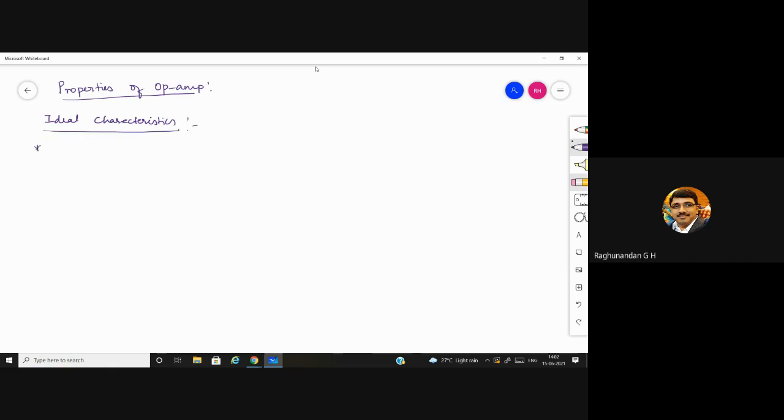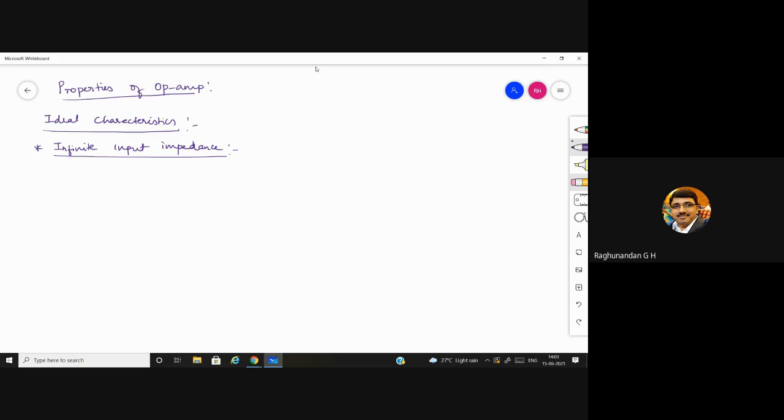So according to the ideal characteristics, when you talk about the input impedance, it is considered as infinite input impedance, because for any amplifier, if you are going to call it a good amplifier, it's a general fact that the input impedance should always be high and output impedance should always be low. So if it has high input impedance, it will accept less input, and when the output impedance is low, it is going to give high output. So this is how we try to increase the gain.